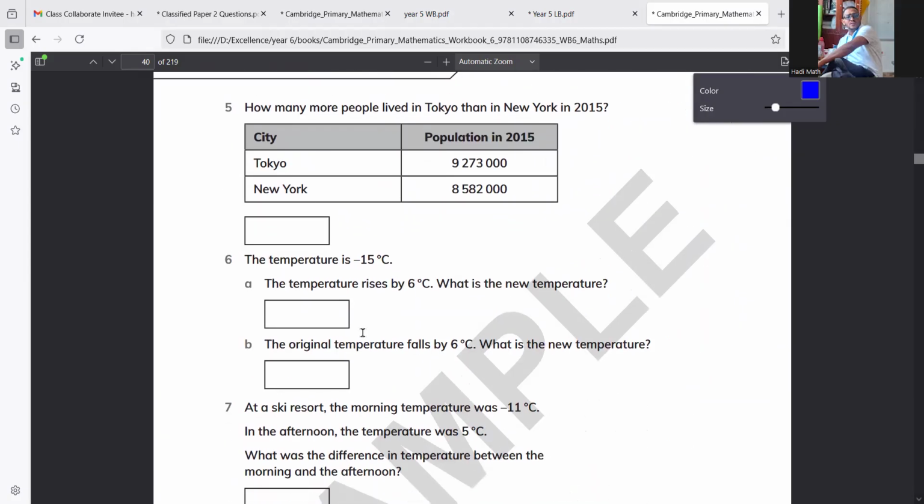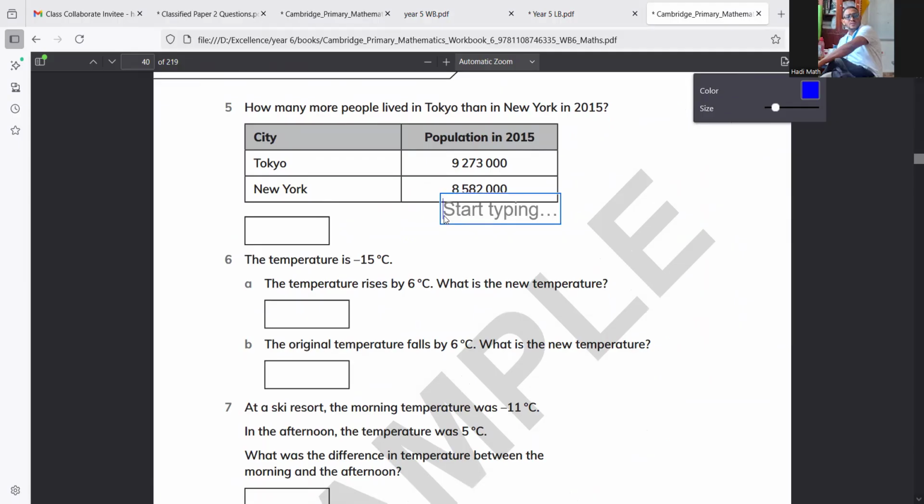Let's go to question number 5. They ask how many more people lived in Tokyo than New York in 2015. This is the people who live in Tokyo and this is the people who live in New York. What you need to do is subtraction, because we ask you how many more.